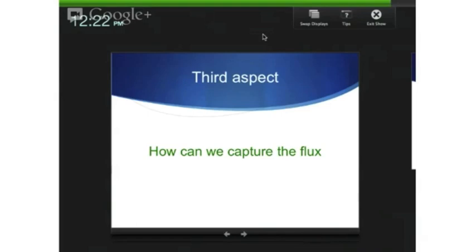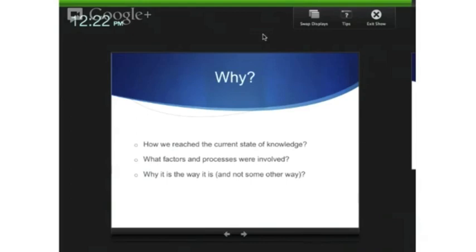But first we need to know why we need to capture this flux. Today, there are several scientific research efforts that are involved in understanding how things are the way they are, or what were the processes or factors behind those changes or behind that evolution of things.